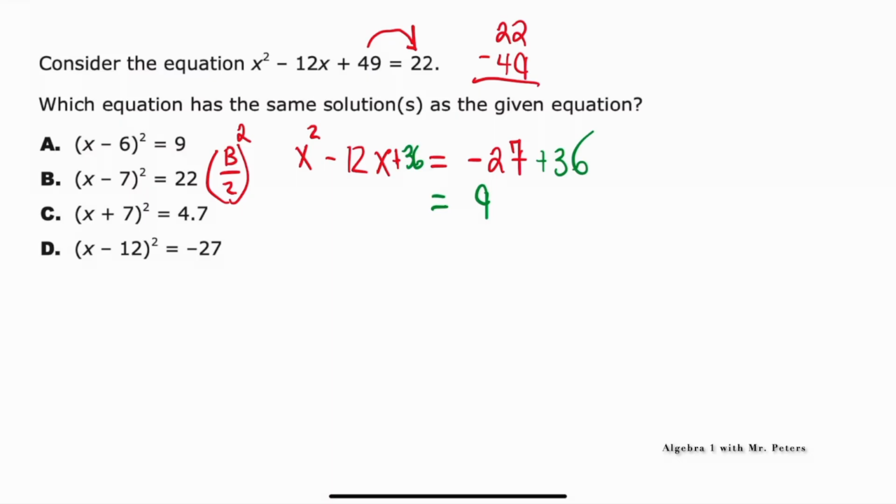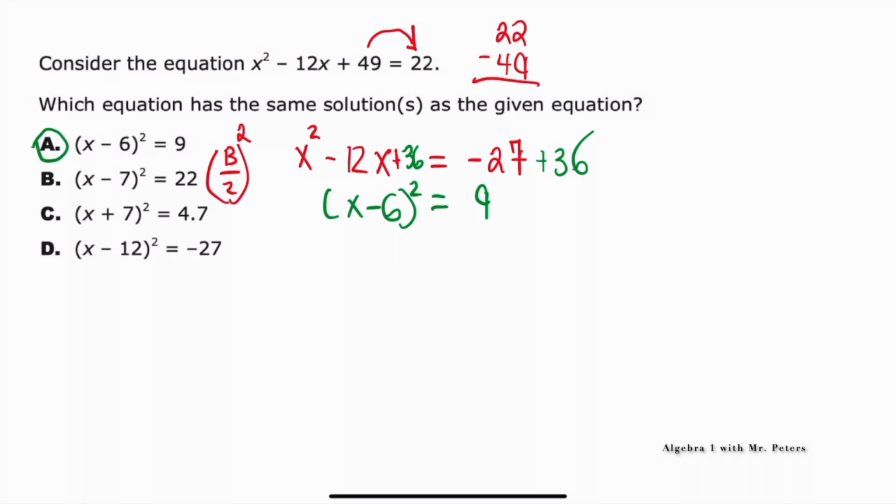And then here, to get the binomial, let's just divide b by 2. So this is going to be x minus 6 squared. So the correct answer for this, if we're switching forms, would be A.